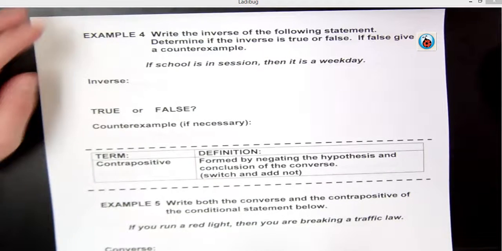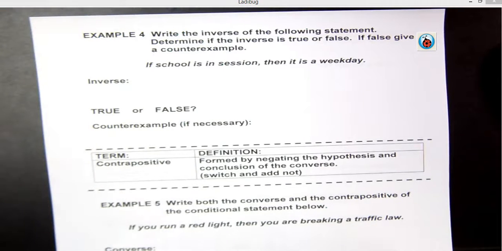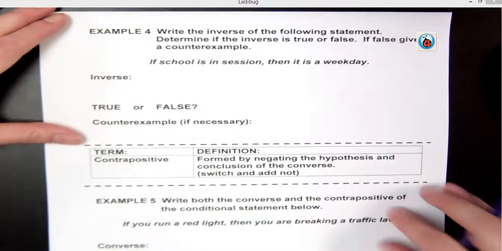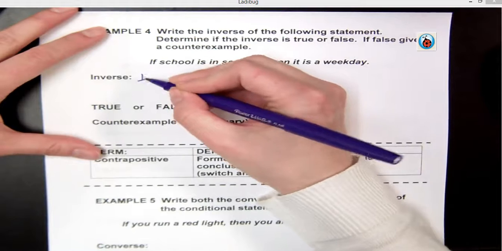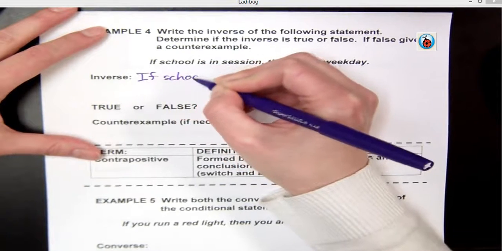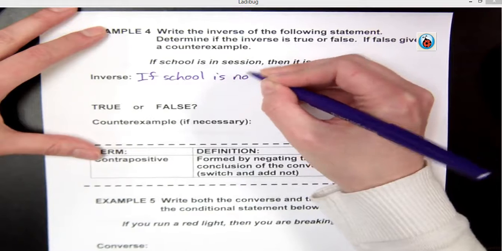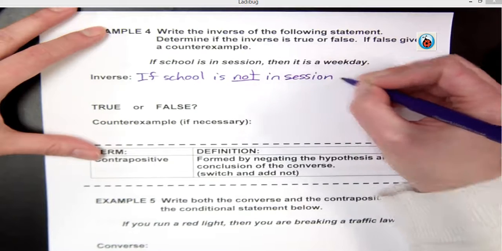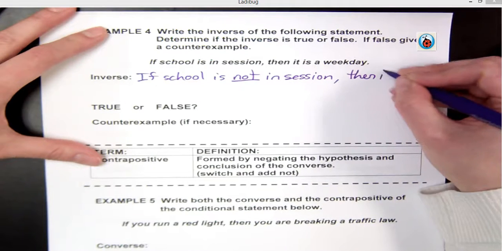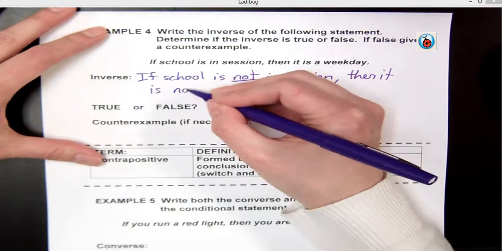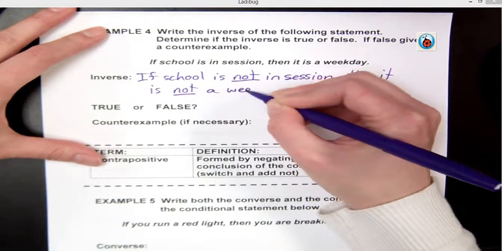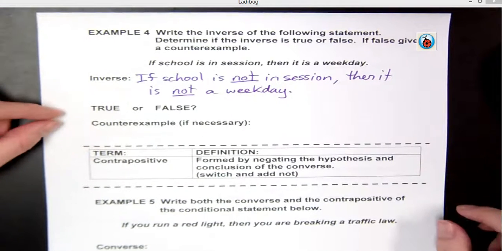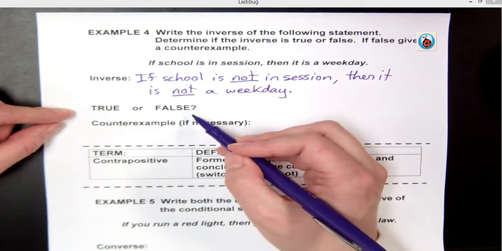And so here we're going to do our inverse and check it for truth. So if school is in session, then it is a weekday, because we don't do school on weekends, at least not in this district. So our inverse: if school is not in session, then it is not a weekday. So think about that. Is it true or false? And if it's false, what makes it false?